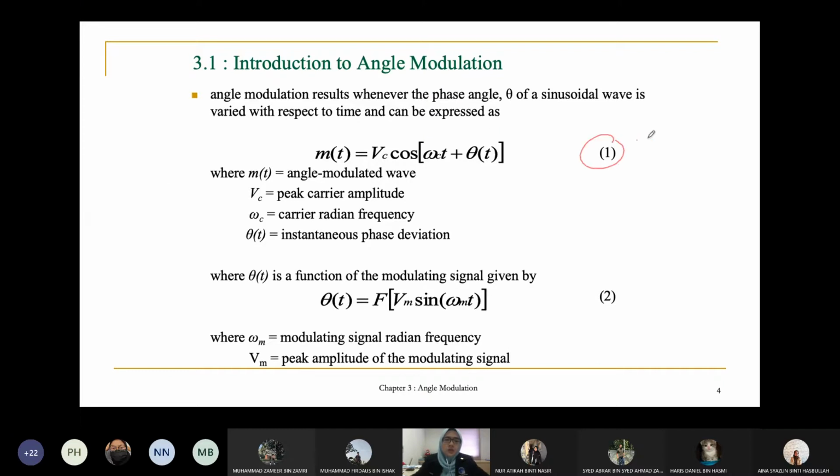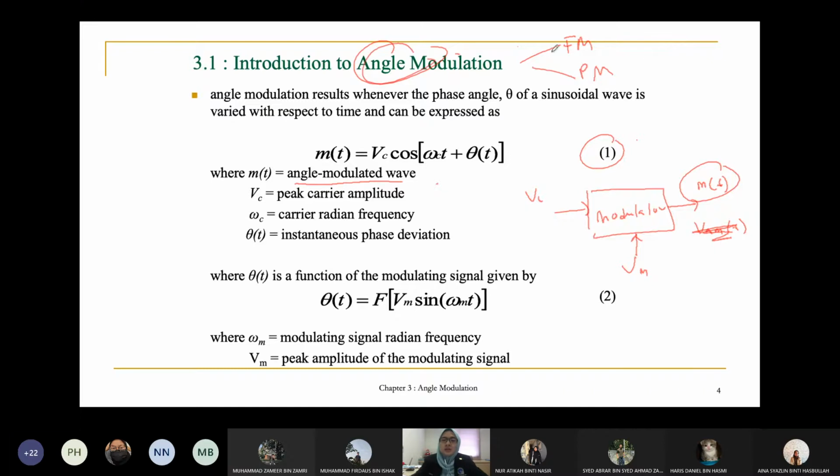Equation 1 here is the equation for the angle modulated wave. You have the modulator, and same as AM, we have two inputs to the modulator: one is the carrier signal, the other is the modulating signal. In amplitude modulation we named the output VAM, but in this chapter 3, we name the output m(t). m(t) is the angle modulated wave, the signal that has already been modulated. Why do we use m(t)? Because we know that angle has FM and PM, but to represent angle in general we use m(t).